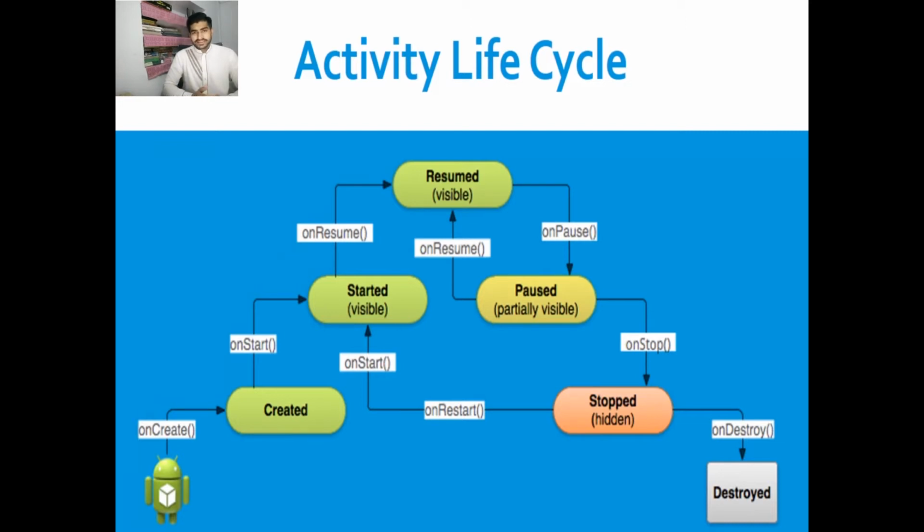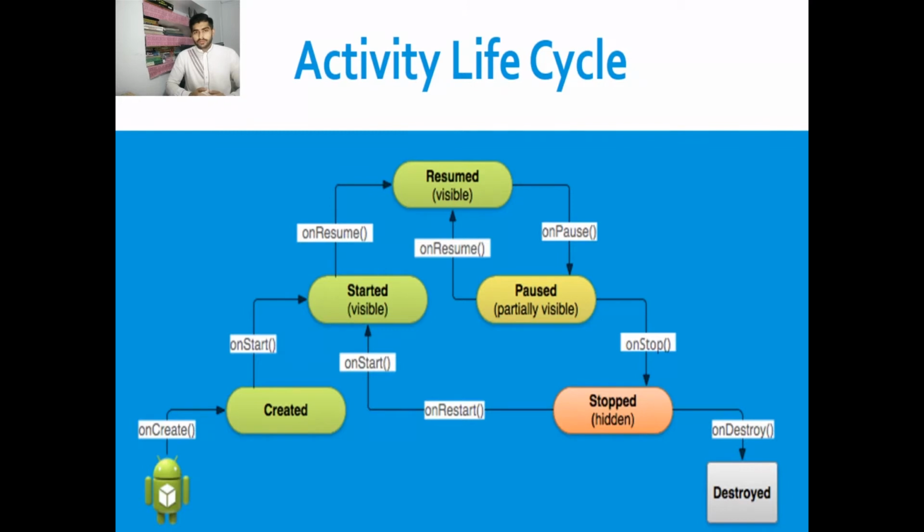Basically, there are 6 methods in the activity lifecycle. The first method is the onCreate method. The onCreate method gets fired only once when the activity is started. This is a good place to initialize the variables and objects. The second method is onStart. The onStart method is called when the activity is about to become visible to the user. The third method is onResume. The onResume method is called when the user starts interacting with the application.